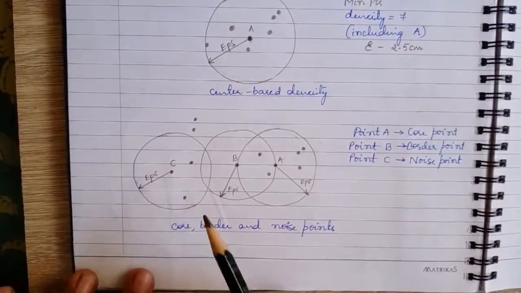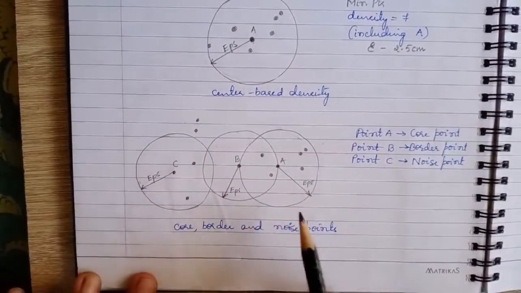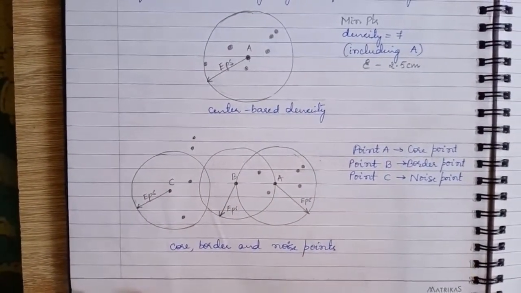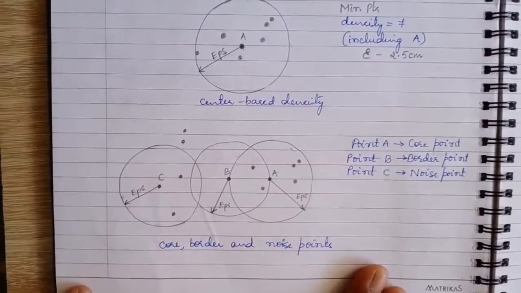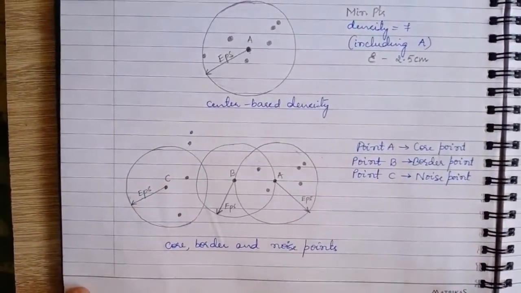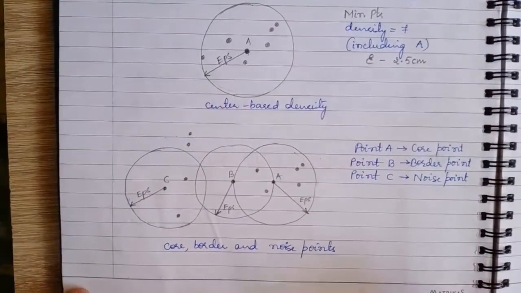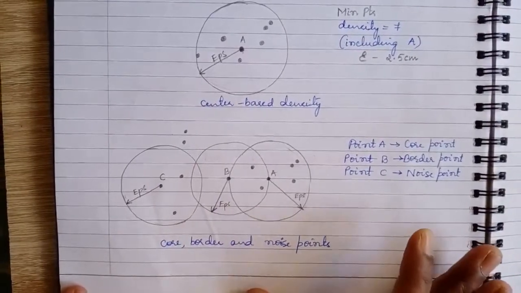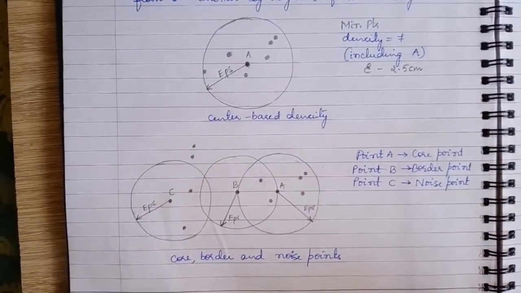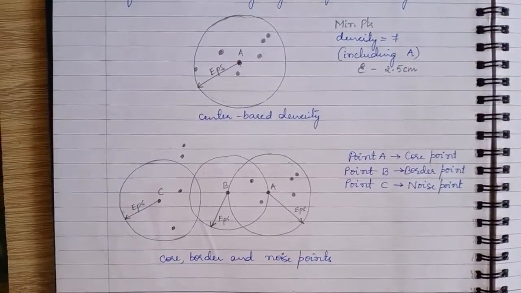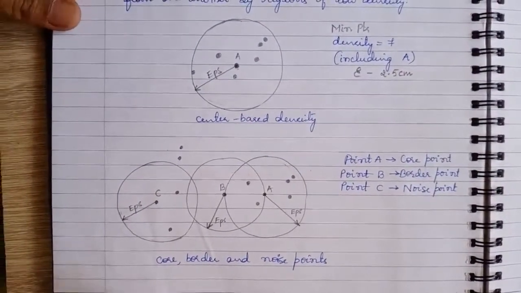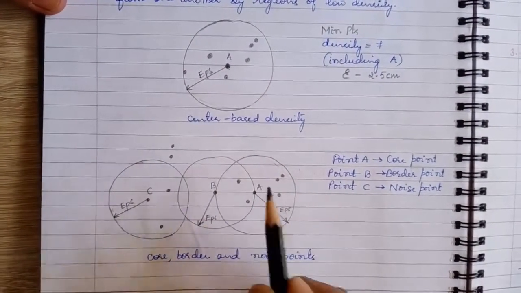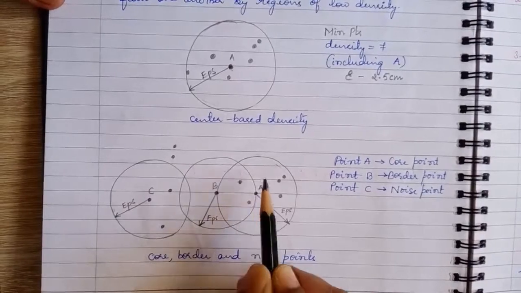Here in this example, we will just try to find out whether these points are core point, border point or noise point. If you are comfortably able to identify core point, border point and noise point, then you have understood the concept well. This is the basis for solving the problem on DBSCAN algorithm. So if you understand this, it's easy for you to solve any problem on DBSCAN. So we will first consider point A. From A, we have drawn a circle. We will just check how many points this circle has.